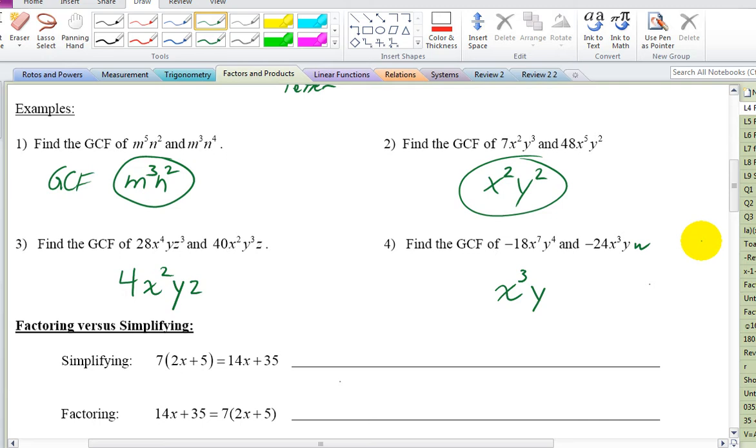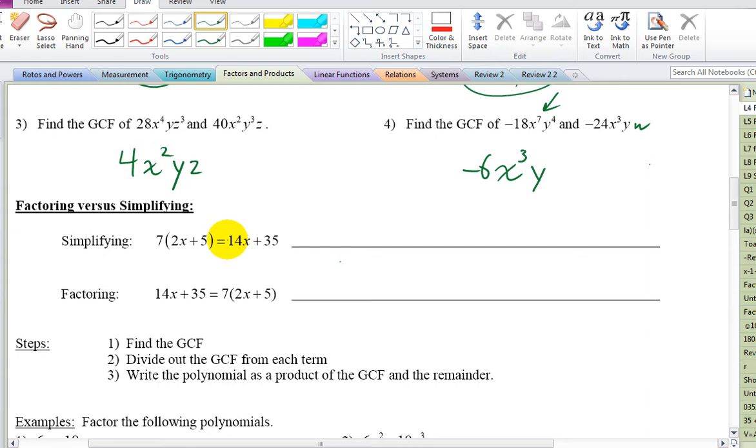Does it matter if there's a W there? Is there a W over here? No. So is the W part of the GCF? No. And the reason why is because it's not in here. Okay? Good. What about the numbers now? What's your GCF for the numbers? Negative 6 is correct. Okay? So sometimes you do have negative GCFs.